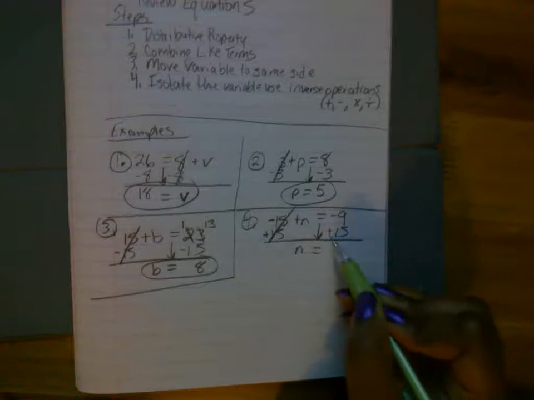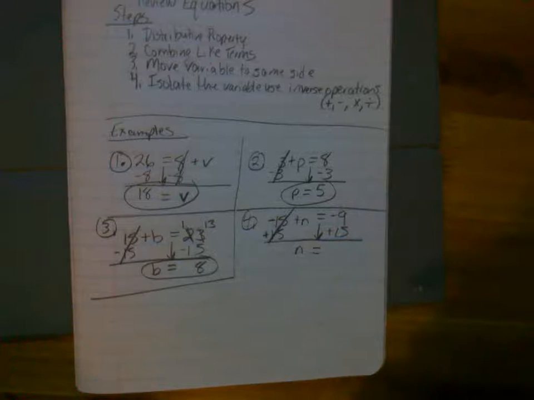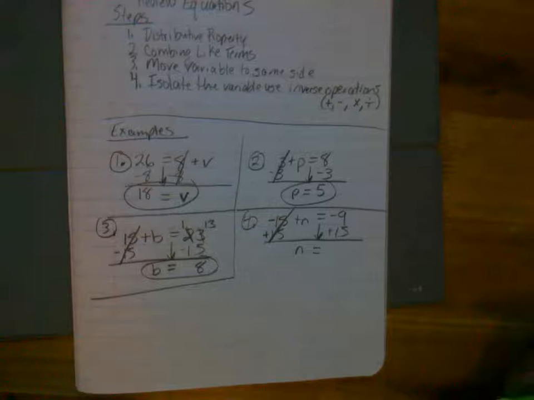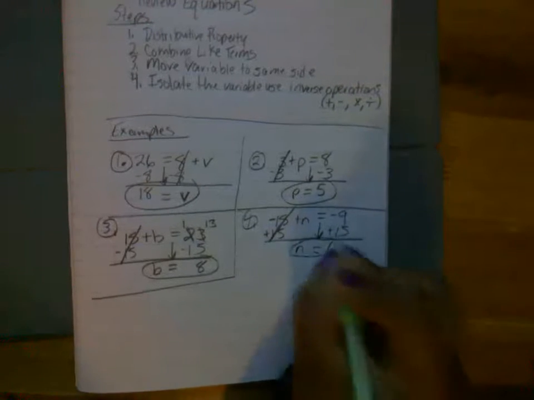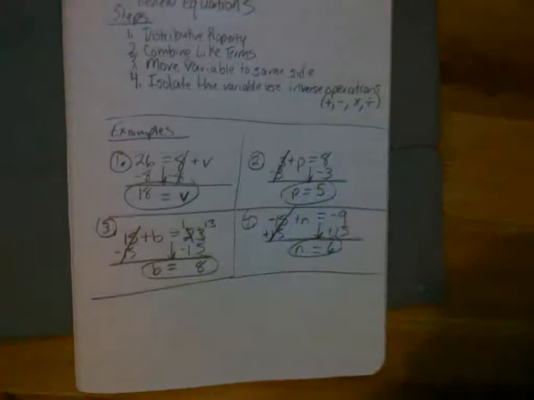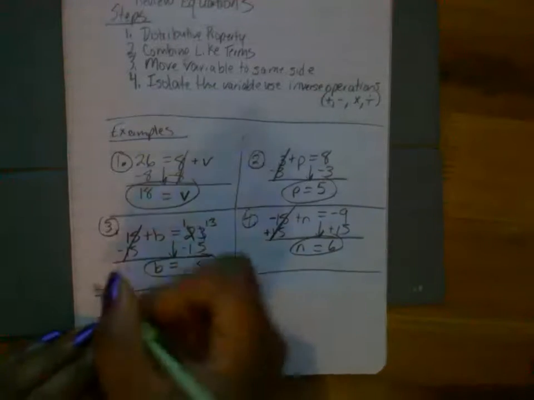Negative 9 plus 15, what does that give me as my answer? Anybody know? Okay, 6. All right, let's move on to the next one. Number 5.